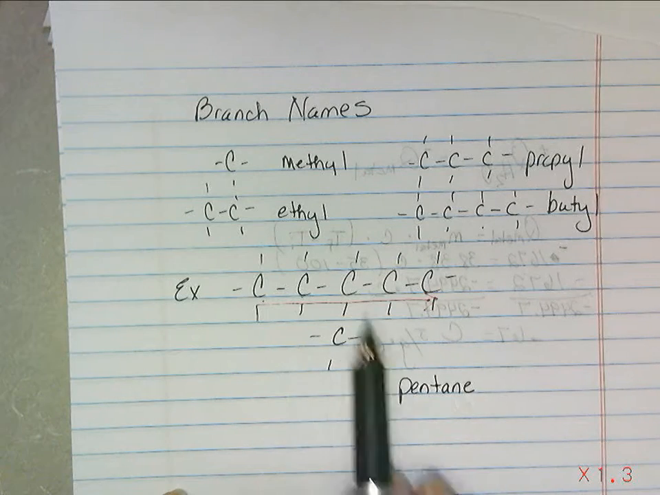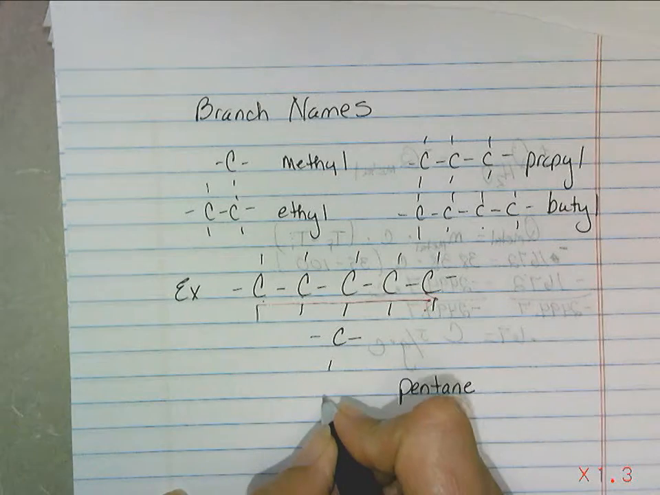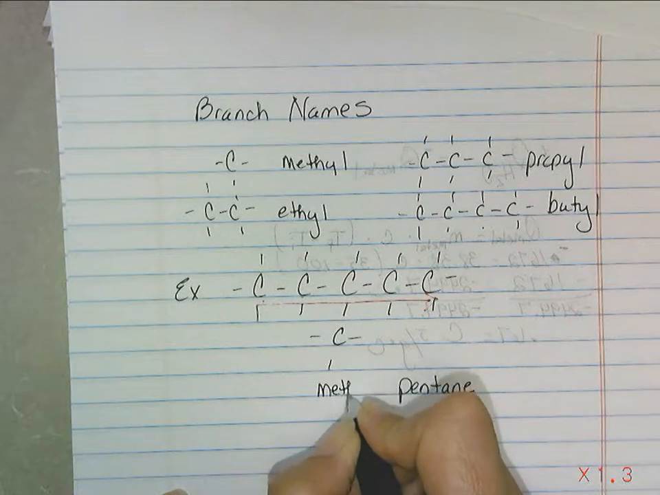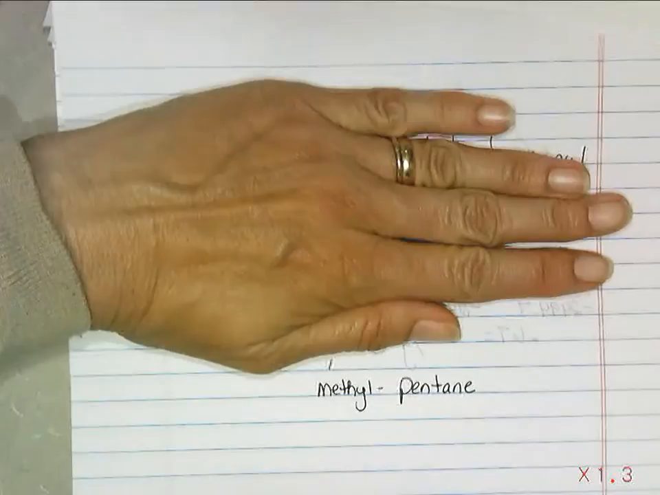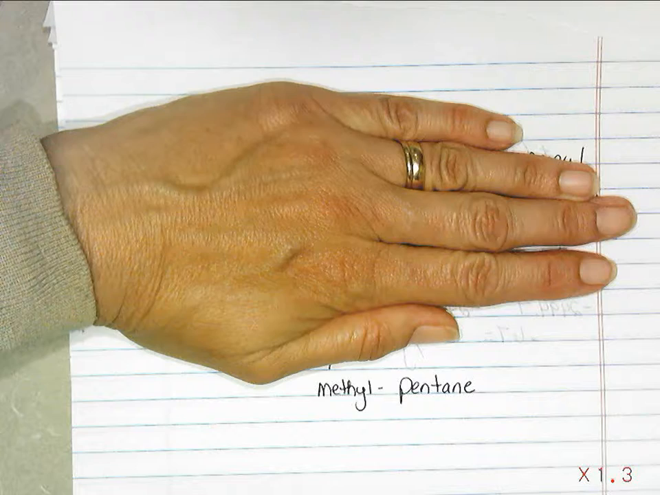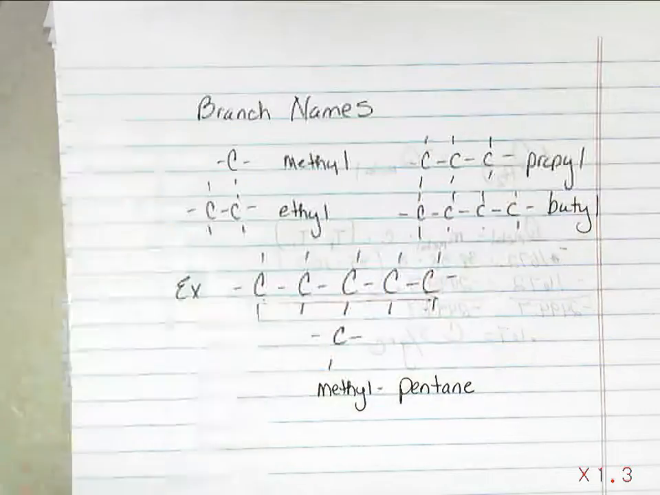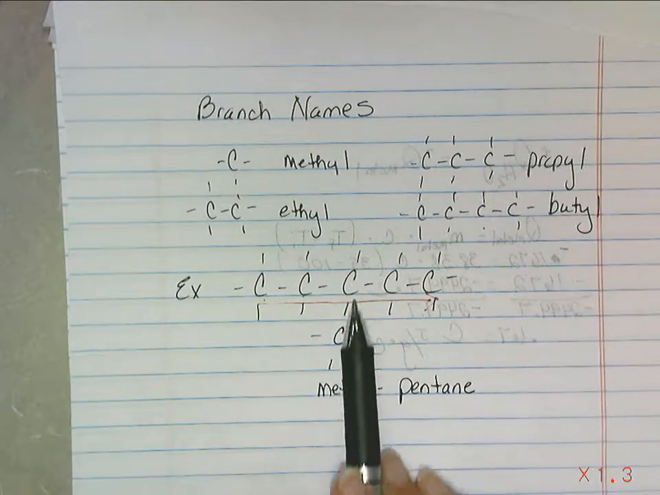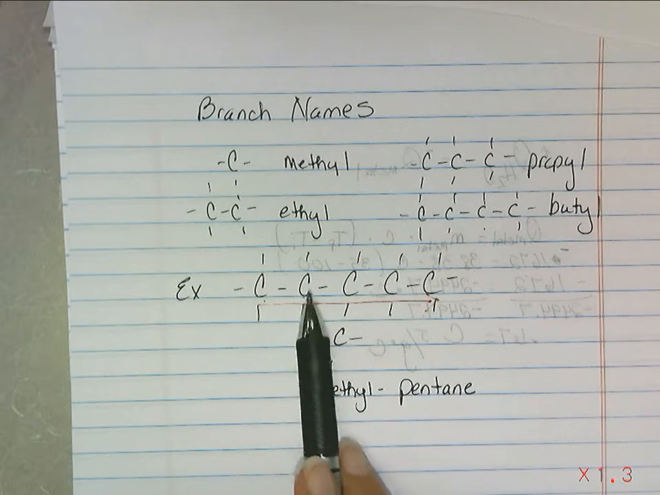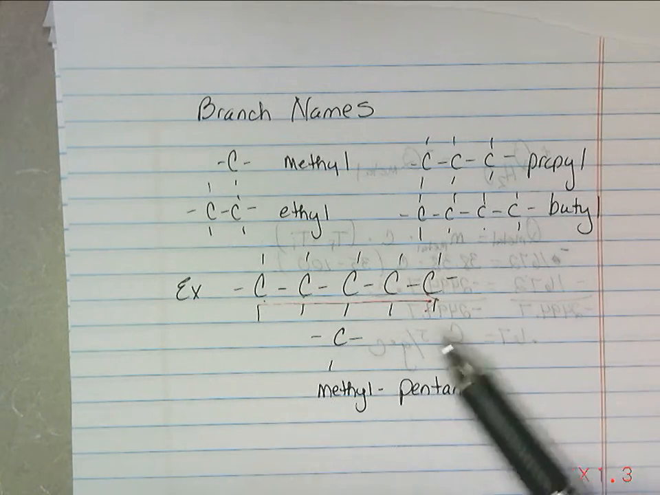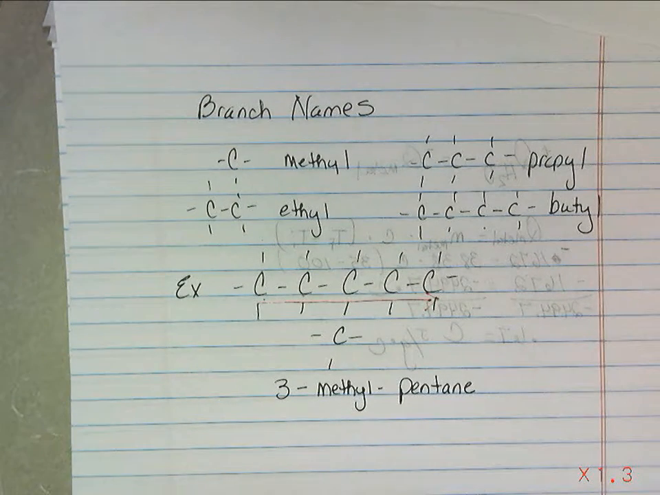Now, I have this methyl branch, a 1-carbon branch. I need to write that I've got a methyl and a dash. But if I was to say methylpentane, if I asked you to draw that, you're not going to know where to put the methyl. So what we do is we number the carbon that the methyl branch is on. You should always put it on the lowest carbon possible. So 1, 2, 3, 1, 2, 3. Doesn't matter which way I count. This is on the 3rd carbon. 3-methylpentane.